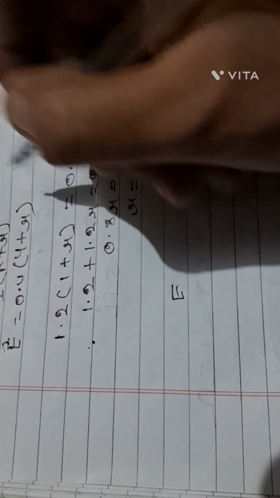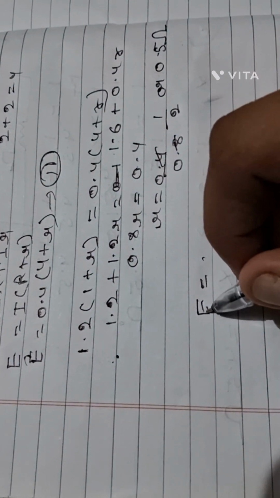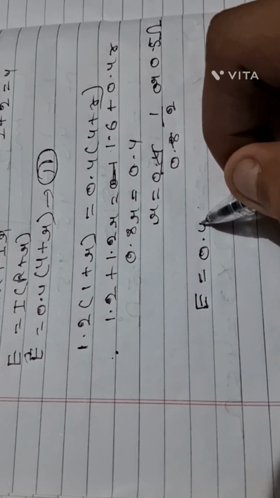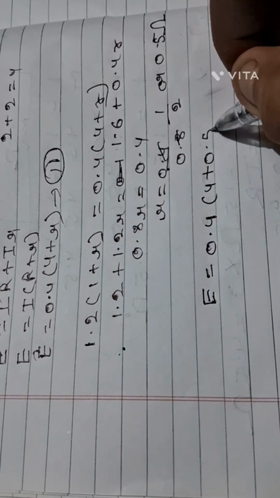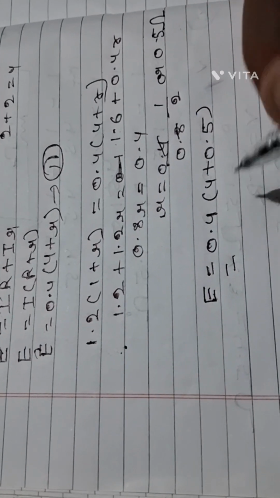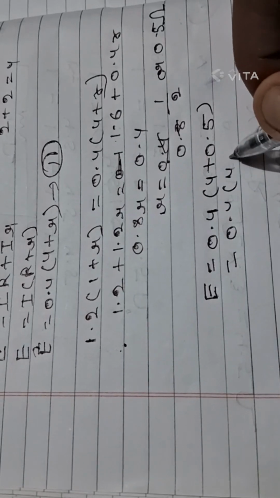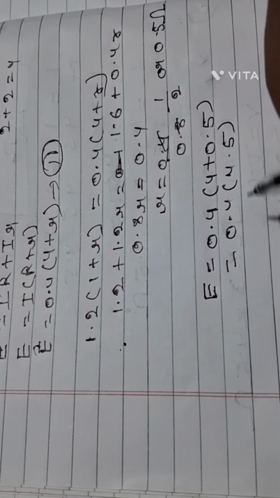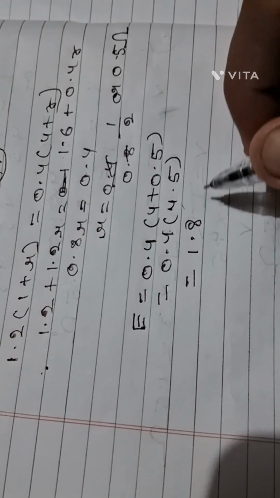Putting it in the second equation, actually I have not mentioned here that it is the second equation. 0.4 into 4 plus 0.5 will become 4.5, and 4.5 into 0.4 will become 1.8 volt.